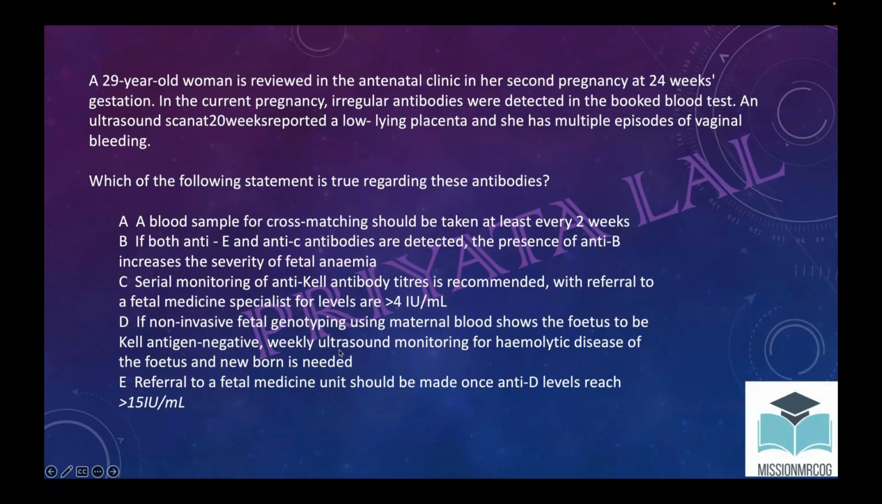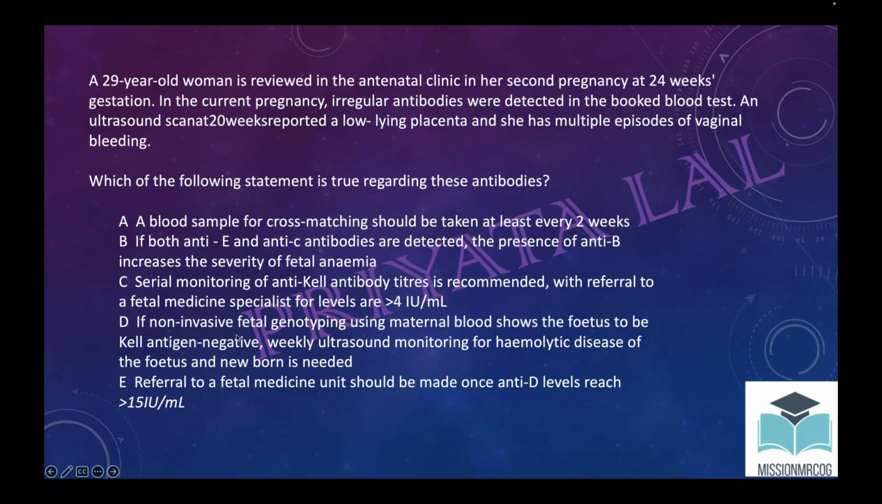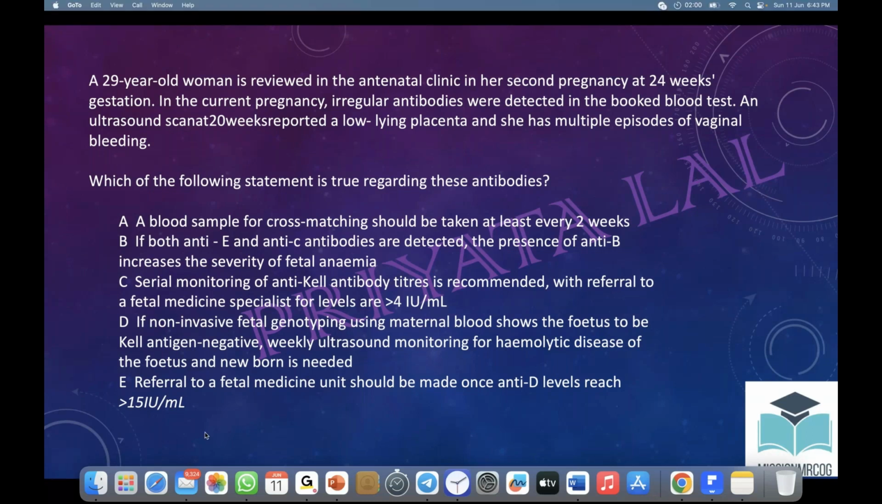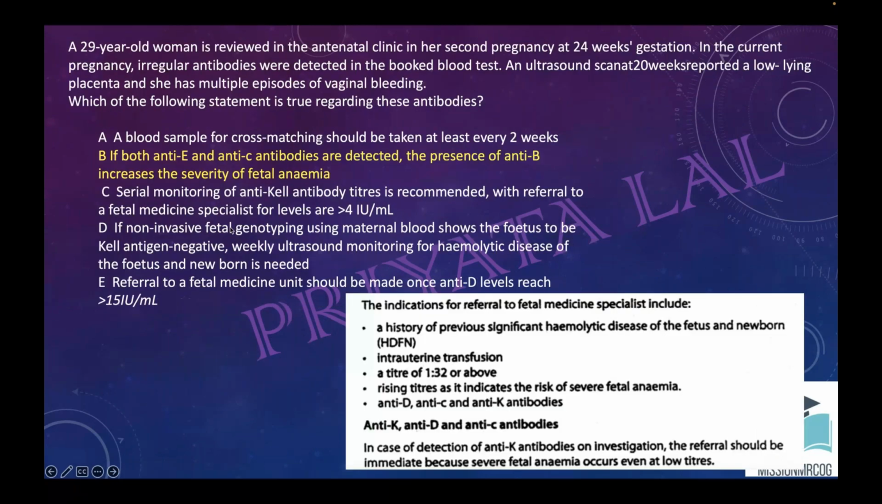It is 1 to 2 weekly. Referral to FMU when the titer reaches 15. No, once the titer reaches 4, we refer them to the fetal medicine unit. So what would be the answer? B, ma'am. Yes, B would be the answer, because if C and E are together, then it increases the severity of anemia.